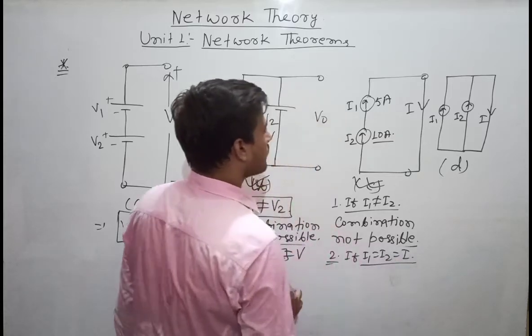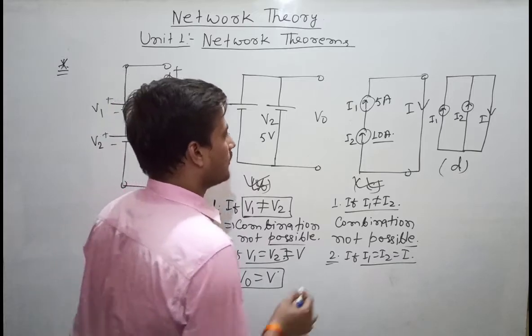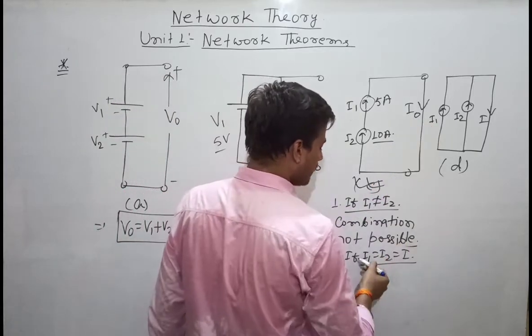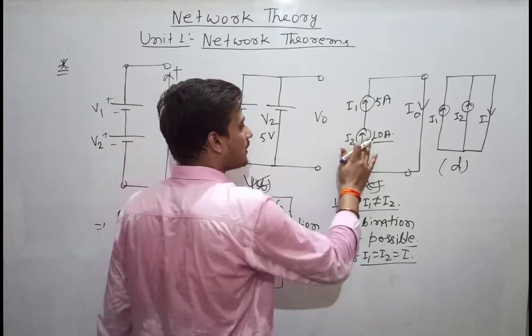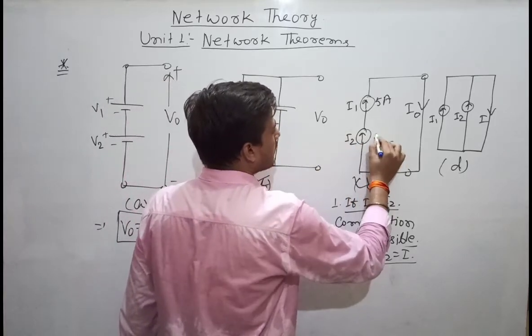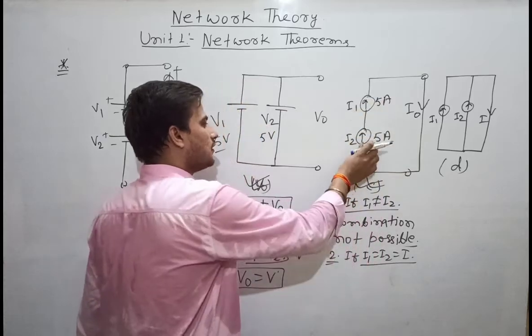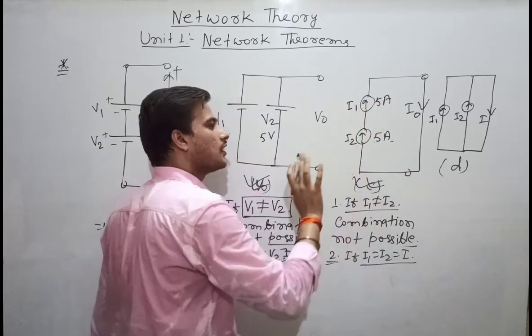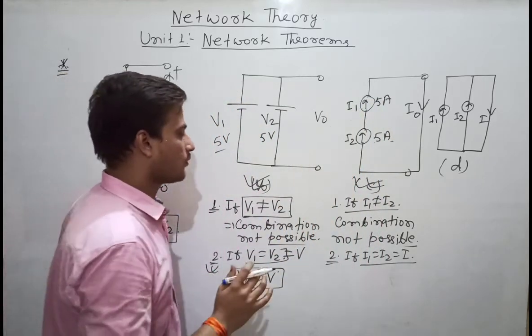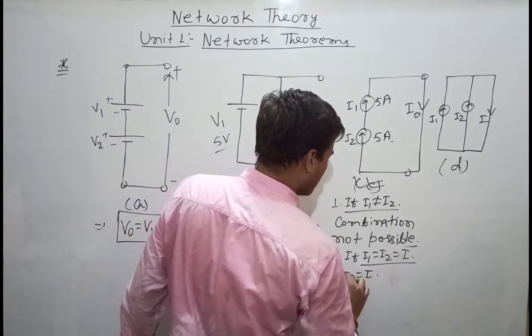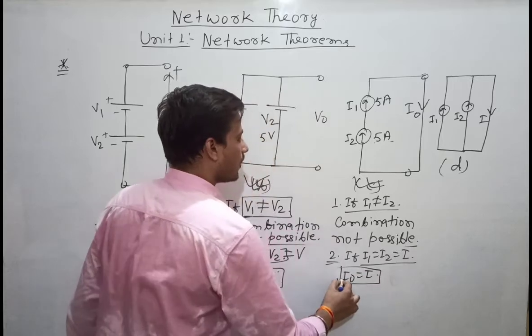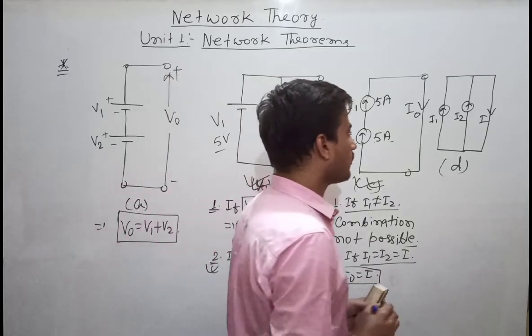Second case, if I1 is equal to I2 is equal to I. Suppose this current is I0. So if these two currents are equal, these are equal to I. Now the second condition is met, these two currents are equal. He will say 5 ampere. He will say okay, I will also maintain 5 ampere. Don't worry. So here the value of I0 will be equal to I.